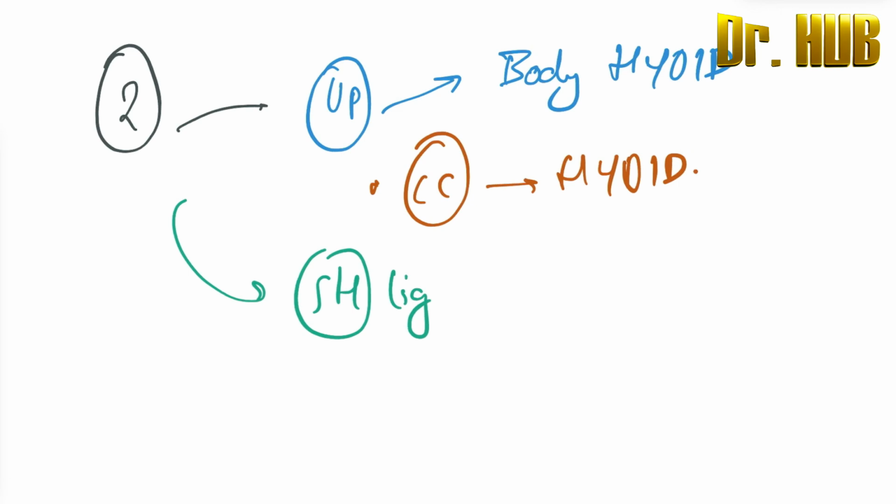So second arch, it includes the upper part of the body of hyoid. Next is the lesser cornu of the hyoid. Then comes the stylohyoid ligament.